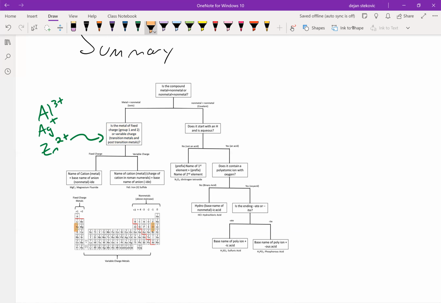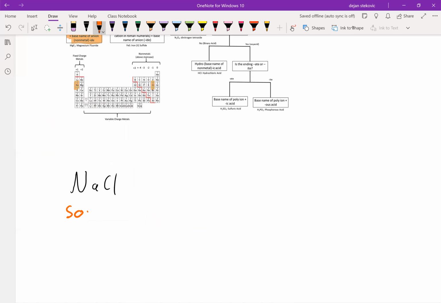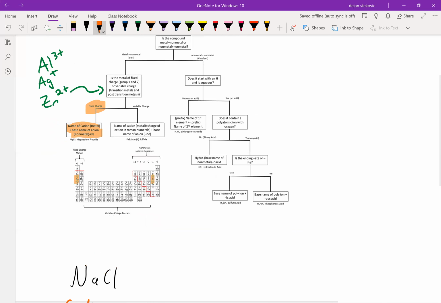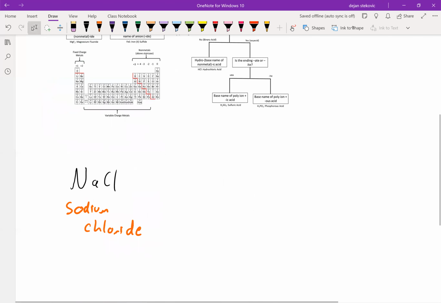Or is it a variable charge transition metal? Well, sodium is in group 1, so it's a fixed charge. And so the way that this works is that we get the name of the cation plus the base name of the anion, and then add the "ide" ending. So for example, this would become sodium chloride, right? And you can see how you can use this decision tree along with a periodic table to help you figure out these names.